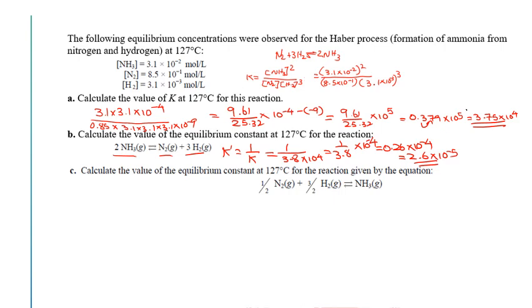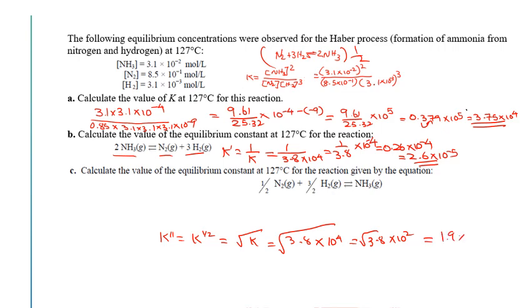And part C, calculate the value of the equilibrium constant at 127 degrees Celsius. So what happens here is the original equation is multiplied by half. So half N2, 3 divided by 2 H2. So the new equilibrium constant will be the original equilibrium constant to the power half, so square root of K. So square root of 3.8 times 10 to the power 4, square root of 3.8 times 10 to the power 2. So that will be 1.9 times 10 to the power 2.